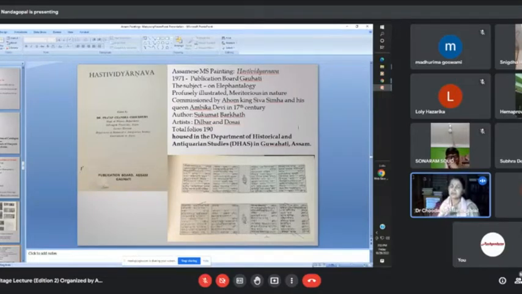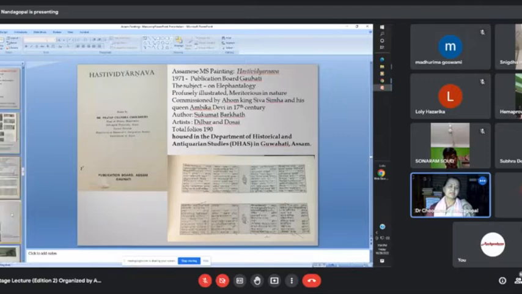At that time, the author who wrote this Hasti Vidyarnava was Sukumar Barkath. And fortunately, we also have the names of the artists, Dilbar and Dosai. The total number of folios is 190. It is housed in the Department of Historical and Antiquarian Studies in Guwahati, Assam. You can go and see the original of the Hasti Vidyarnava.